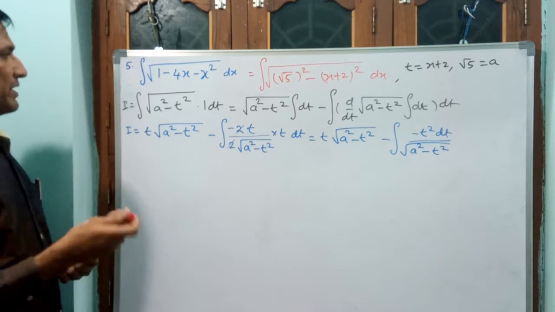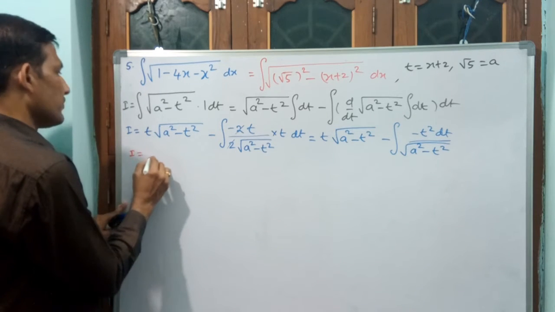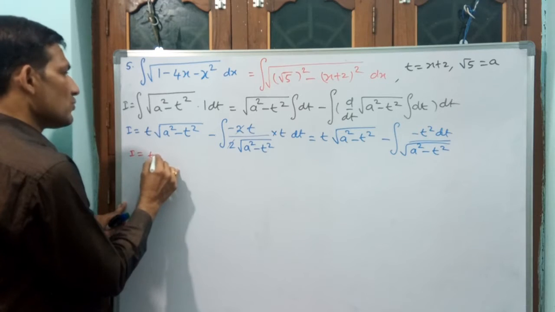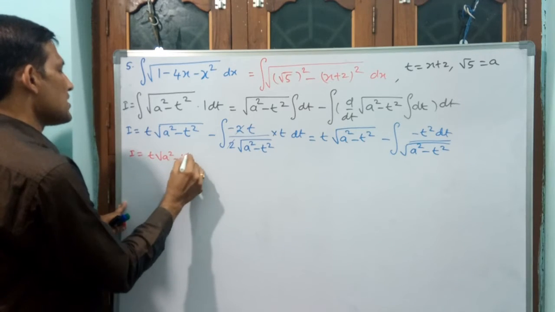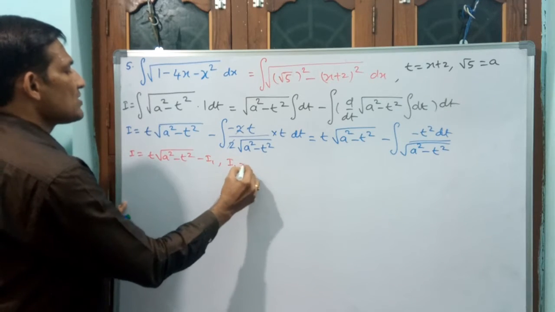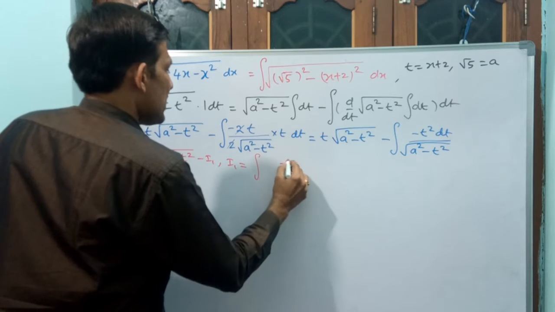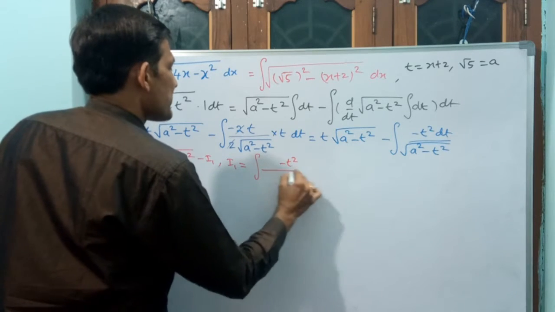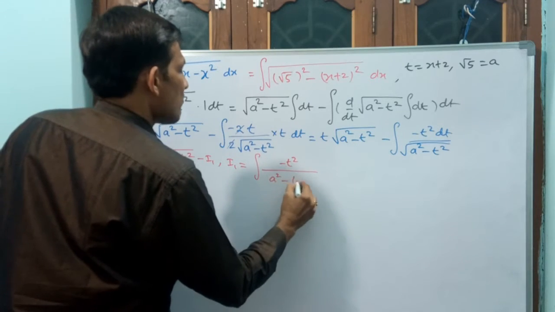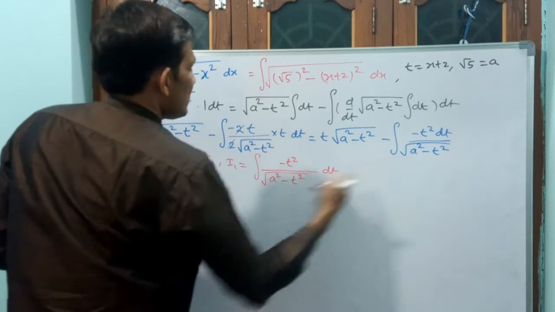Okay? Let me take. See what I am doing now. I is equal to t into square root of a square minus t square, minus I1, where I1 is equal to integral of minus t square by square root of a square minus t square dt. Okay, this one.